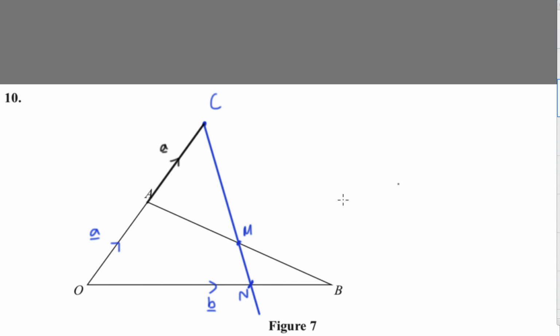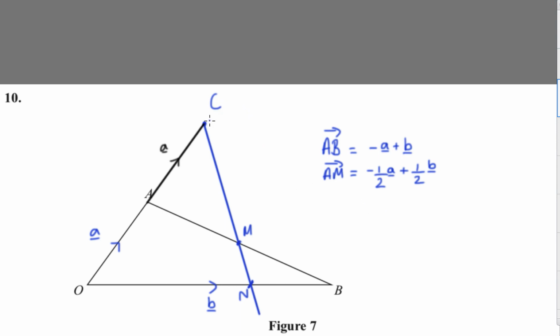We know that A to B, to get from A to B, I can go back along OA and then plus O to B. So that's going to be negative A plus B. We know that A to M is half of that because M is the midpoint of AB.